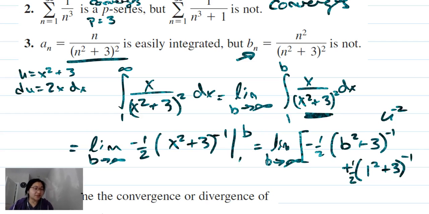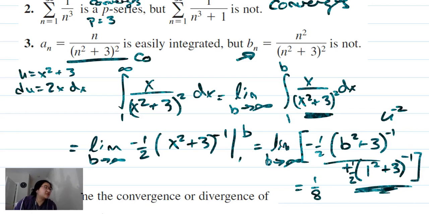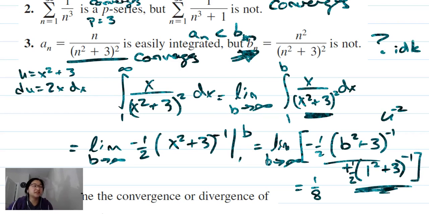And what happens to this number? We're getting 1/8. Yes? Because this part just goes to 0, and then this part down here, that's 1/8. So we got 1/8. So we got that this converges. But since this is a smaller function, a sub n is less than b sub n, then we don't know if that converges or diverges, because the direct comparison test doesn't tell us much.